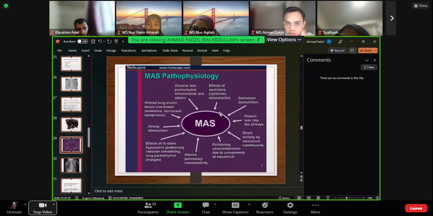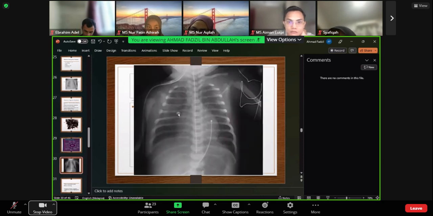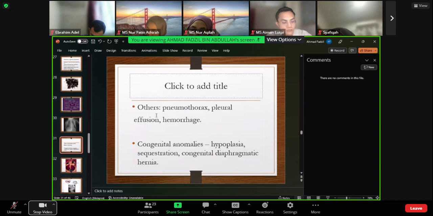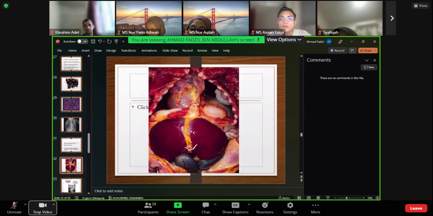The pathophysiology is quite complex, so we will not discuss that. The X-ray is different from the other X-ray. You can see the lung is hyperinflated, and the soft fluffy shadows show that meconium has been aspirated. But the lung is rather hyperinflated. The other causes are pneumothorax, pleural effusion, pulmonary hemorrhage, and congenital conditions such as cystic malformation, hypoplasia, sequestration, and congenital diaphragmatic hernia.